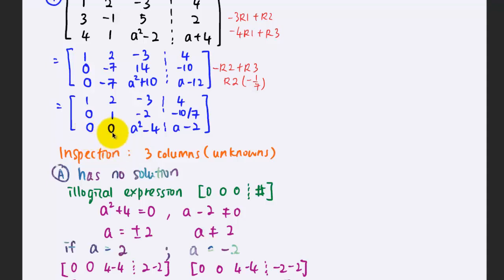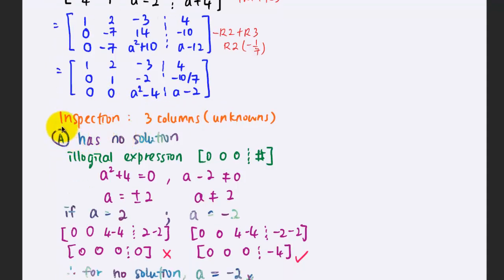Apparently we have three columns here corresponding to the three unknowns, so let's call them X, Y, and Z. The first question is, we want to know what values of this unknown A such that the system has no solutions. And remember from the lessons, in order to have no solution, you need to look at the illogical expression, where the coefficients corresponding to the unknowns are all zeros, but the answer on the right hand side is a non-zero value, because this is an illogical expression. It shouldn't exist and it is invalid.